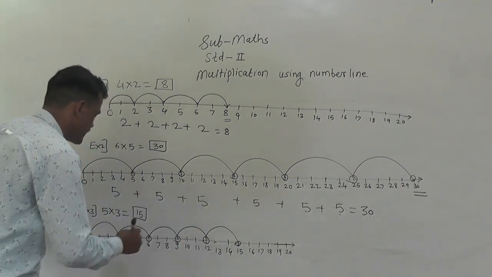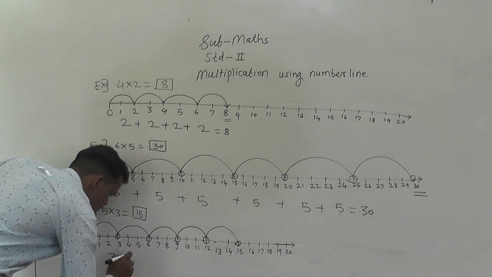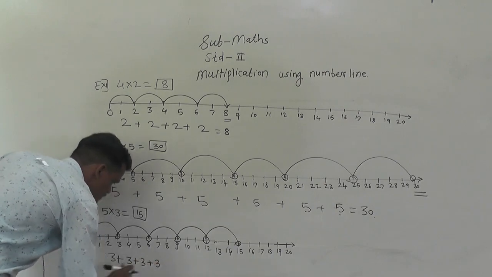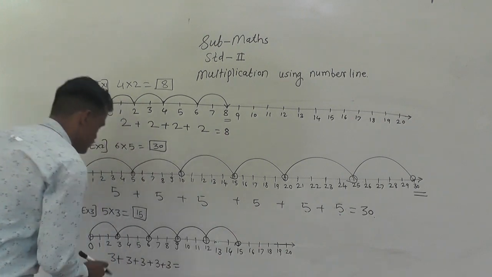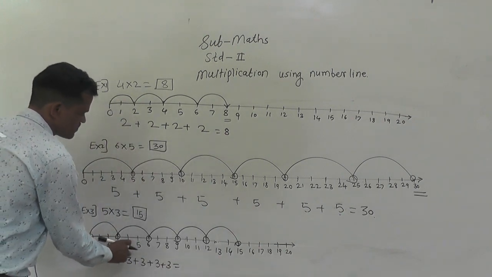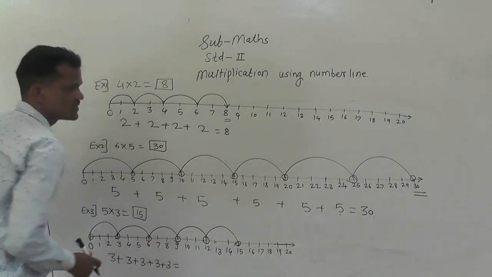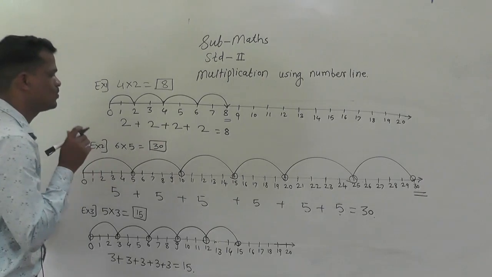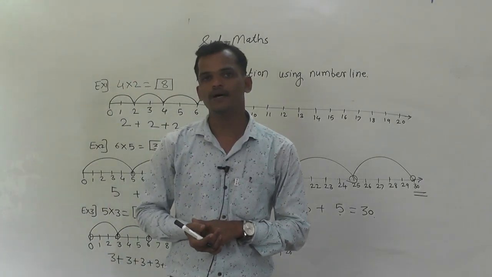You can write the addition fact for this: 3 plus 3 plus 3 plus 3 plus 3 is equal to, 3 plus 3 is 6, 6 plus 3 is 9, 9 plus 3 is 12, 12 plus 3 is 15. Like this you have to multiply by using the number lines.